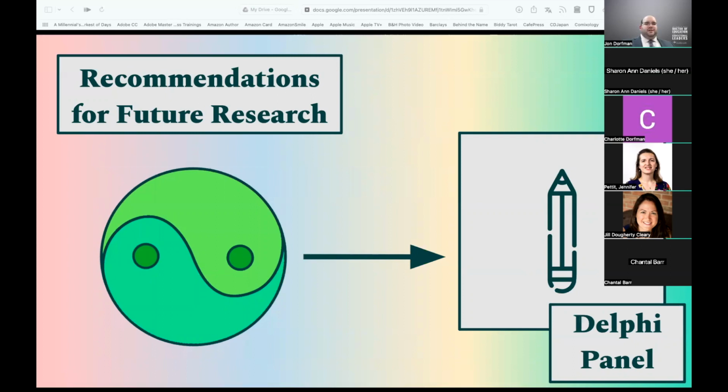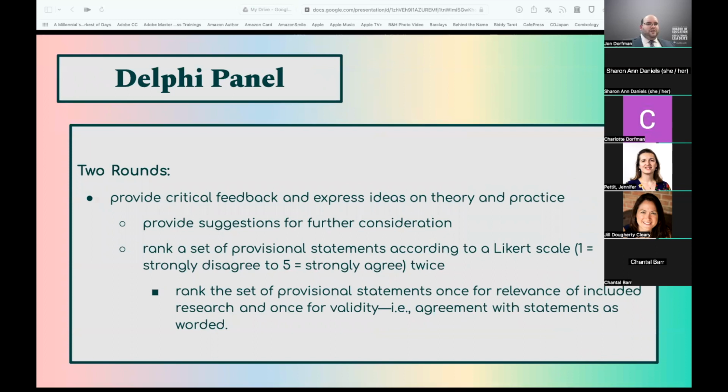For future research, there is a process called a Delphi panel, which is a panel of external readers who review, rate, and provide critical feedback. Unfortunately, it was originally planned for this research, but it exceeded the scope of this stage of theory development. So that is one recommendation for future research. Again, this could have looked like two rounds of a Likert scale, where one set of statements you either strongly disagree, is a 1, to 5, strongly agree, and you would rank these numerical rankings.